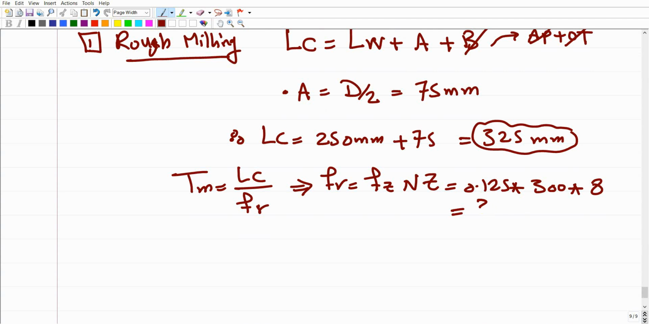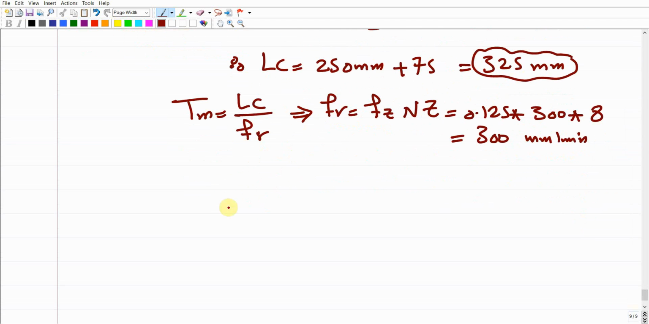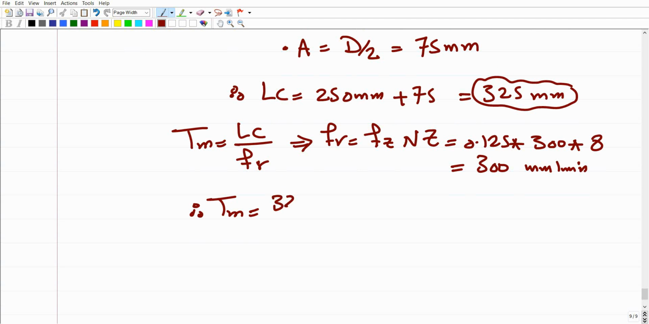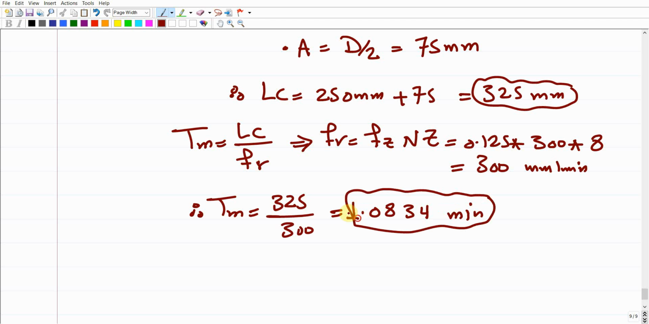0.25 is going to give us definitely the 300 millimeter per minute. Okay, so plug this data along with the LC, so we're going to end up with the machining time for the rough operation, which will be the LC, 250, divided by the 300. Doing the calculations, you're going to end up with 1.0834 minutes. This is for the rough operation, so this is the rough machining.